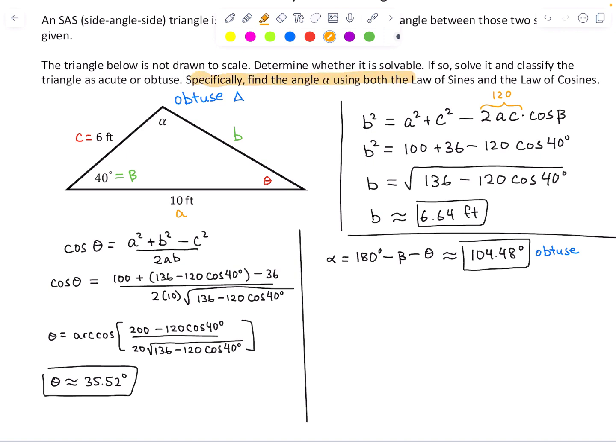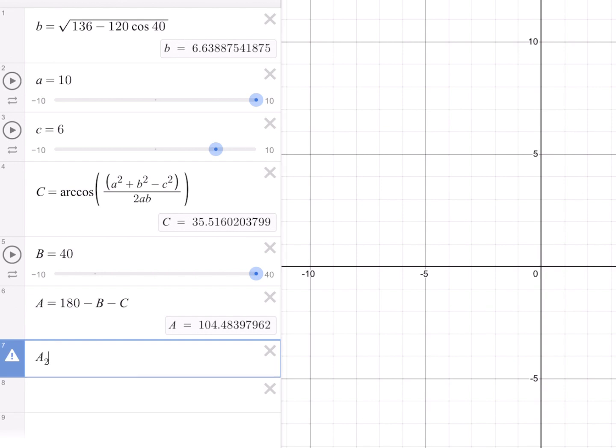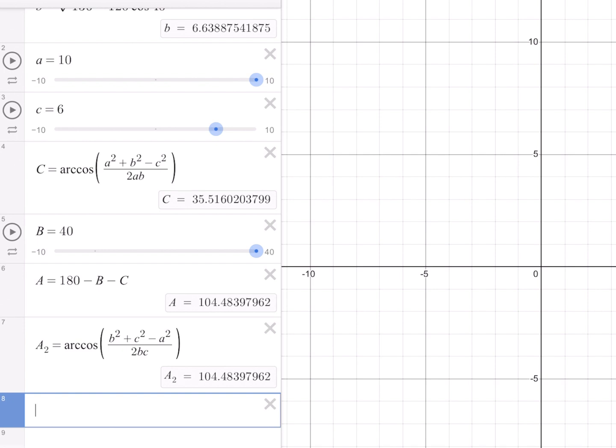But as instructed, let's also find the angle alpha using the law of sines and the law of cosines. Let's do the law of cosines first. I'll grab the version of the law of cosines that has the cosine alpha isolated. Solving for alpha, we get alpha is equal to the arc cosine of this fraction. And then reaching for technology, let's find alpha again. This time I'll call it a sub 2 and just compare it to what I got a moment ago. Arc cosine of b squared plus c squared minus a squared all over 2bc. And notice we get the same result, 104.48 degrees.